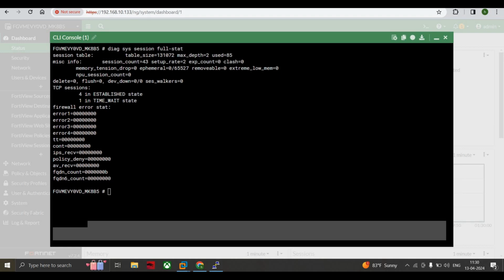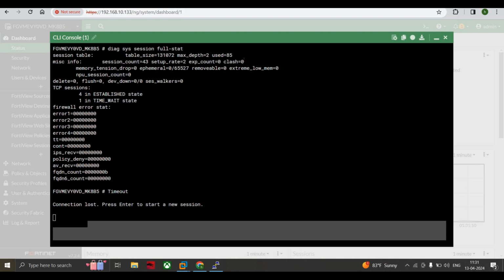So here the maximum is 2. The system has configured the depth limit to 2 only, because the limit helps prevent excessive memory usage, especially when there are a large number of sessions or complex network traffic patterns. Now you can see used as 85. Used means the current table length, which is 85.